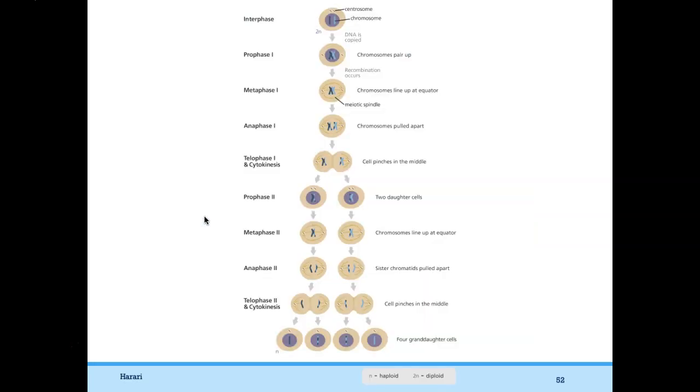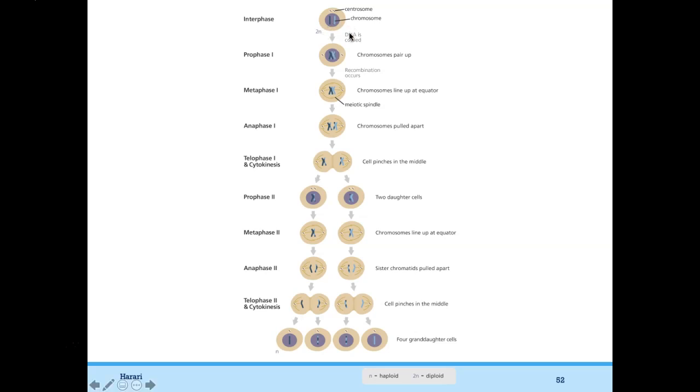Right, and here is another way to look at it. I'll go through this with you. We start in interphase with a special sex stem cell called a germ cell. If it's in a male, it's called a spermatogonium. We'll talk about that in a bit. If it's a female, it's called an oogonium.